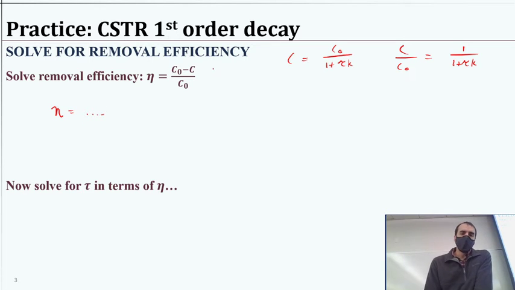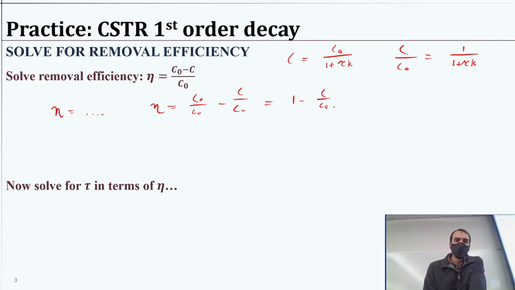From here, if we can get this in some form of C over C naught, or some relation, maybe we can then make use of that relationship there. So we can rewrite nu here as C naught over C naught minus C over C naught. Since they share the common denominator there, we can just split it up that way. And so that's the same as saying 1 minus C over C naught, which turns out to be very easy now that we've made that relationship there.